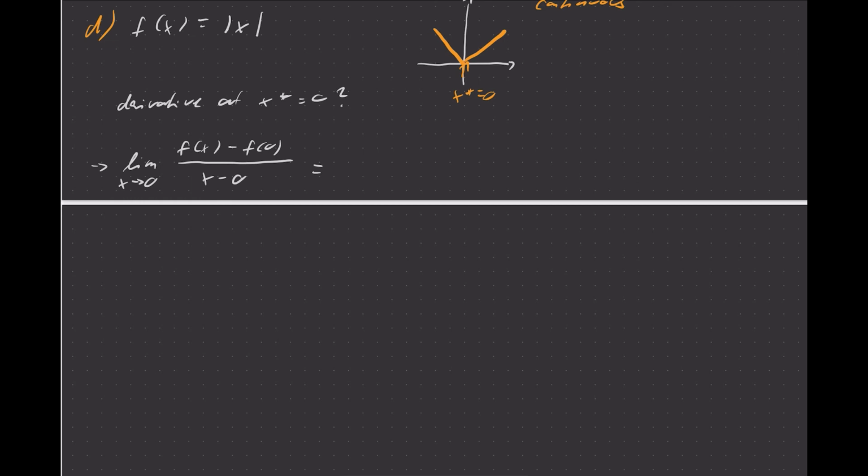And well, f of x is the absolute value of x. F of 0 is just 0, and that is divided by x. So this is the limit that we want to compute. And what we can now easily do is, to get rid of the absolute value, we can compute the one-sided limits separately and then see if they coincide.